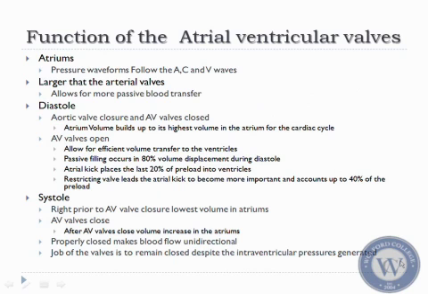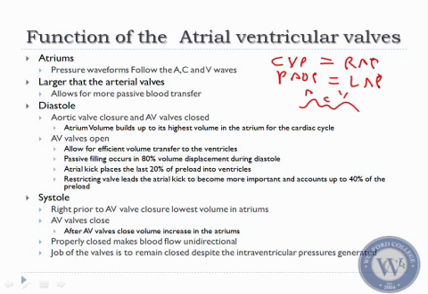Now, regarding the function of the atrioventricular valves and the atria, the pressure waveforms follow the A, C, and V waves. Okay, so both the CVP and the PA occlusion pressure. CVP is really measuring right atrial pressures. PA occlusion pressure is measuring left atrial pressures. Okay, and both those waveforms generate an A, C, and V. I expect you to know that for your test. Okay.